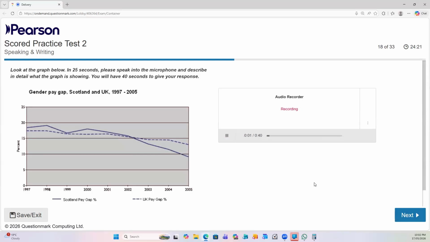The line graph provides information about gender pay gap, Scotland and UK, 1997 to 2005. The x-axis shows the year from 1997 to 2005. The y-axis shows the percentage of 0 to 25%. That's the range. Scotland pay percentage in 1997 is less than 20%. UK in 2005 is less than 15%. Overall, the graph talks about gender pay gap, Scotland and UK, 1997 to 2005.